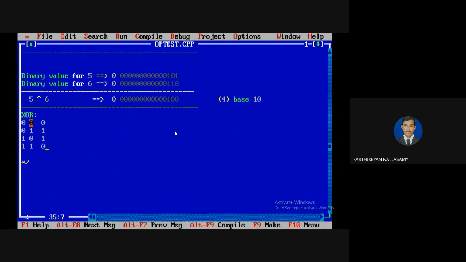But the last one, both the inputs are 1, so the output is 0. Here 0, 0, both the inputs are the same, so it is 0. Here 1, 1, it is a 0. And here for this case, it is 1, 0, so the inputs are different, so the output is 1. And also for 1, 0, the outputs are different, so the answer is 1, 1. So for 1, 1, the answer is 3.